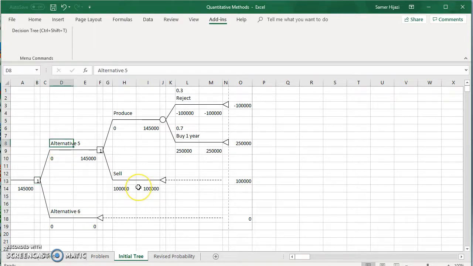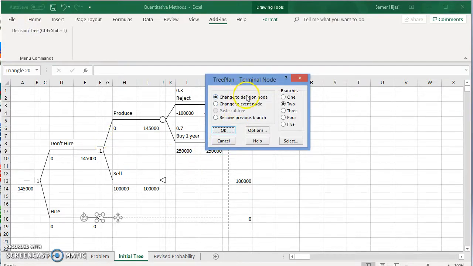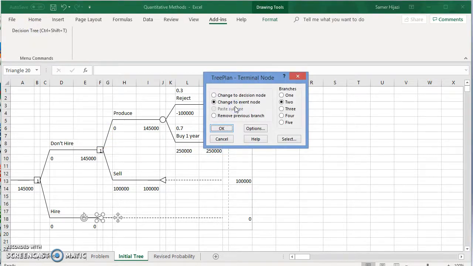So the first branch would be do not hire the consultant. The second branch would be hire the consultant. If they don't hire the consultant, it's the same thing we did in part A. Same decision with the same payoff and the same probability. If they hire the consultant, this is where we have two outcomes. They're not a decision, they're an event. And I have two outcomes.